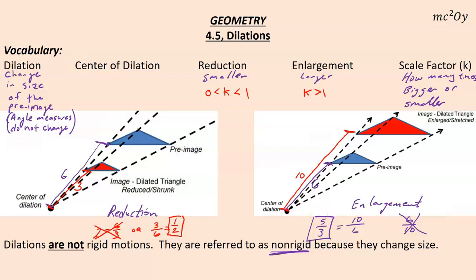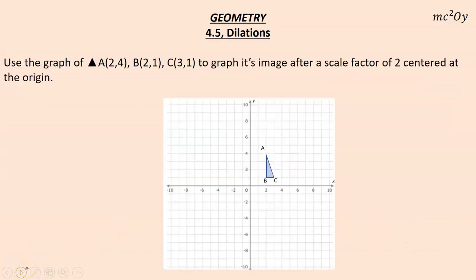All right. So knowing that information, let's go ahead and try some different things. A couple problems here. Use the graph of triangle A at 2, 4, B at 2, 1, and C at 3, 1. So we've got that graph here. Graph its image after a scale factor of 2, centered at the origin. Now, anytime you're given a grid, and if they don't tell you where it's centered, always assume that you are projecting from the origin. You are centered from the origin. So our center of projection, or our center of dilation, is right here at 0, 0.